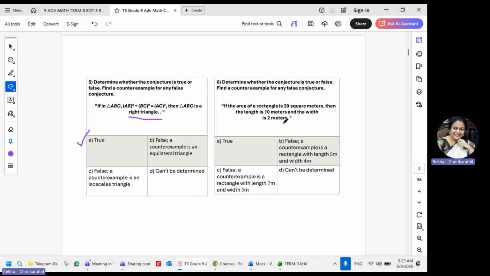And here, if the area of a rectangle is 20 square meters, then the length is 10 meters and the width is 2 meters. Is it always true? We can have a rectangle where this can be 5 meters and this can be 4 meters and still the area is L times W, which is 20. So this statement that the length is always 10 and the width is 2 is false. So the answer for this statement is option B, because with 5 and 4 also you can have 20 square meters.